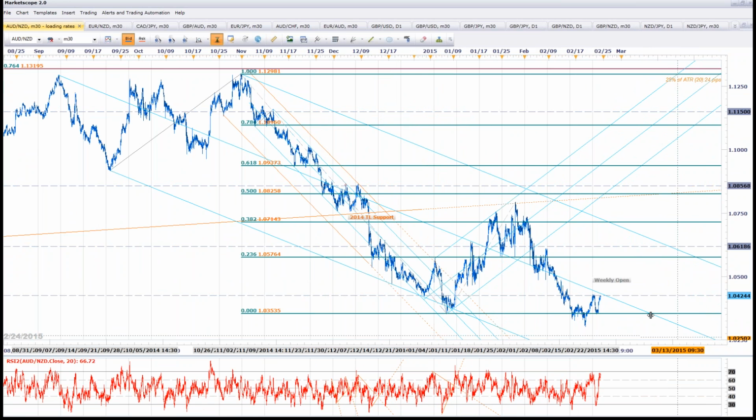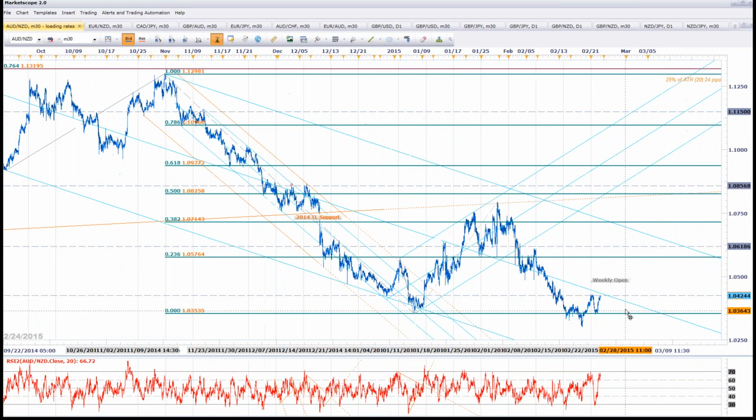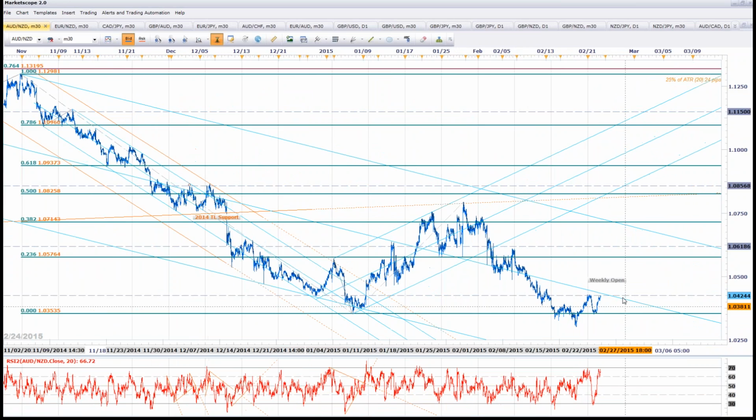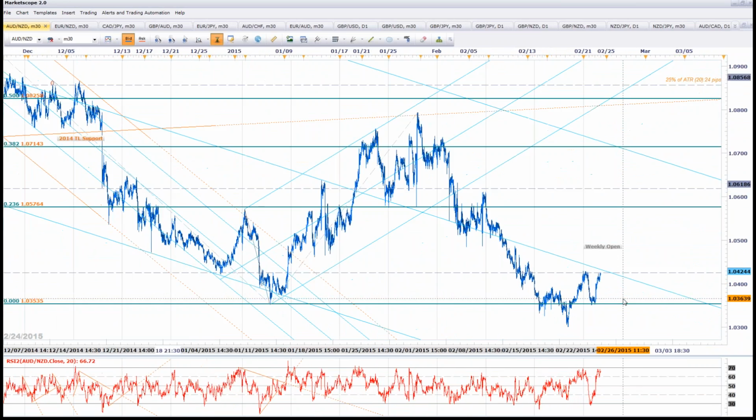Okay, just need that adjustment. So there it is. And in fact, like I said, the weekly opening range is ridiculous here, guys.